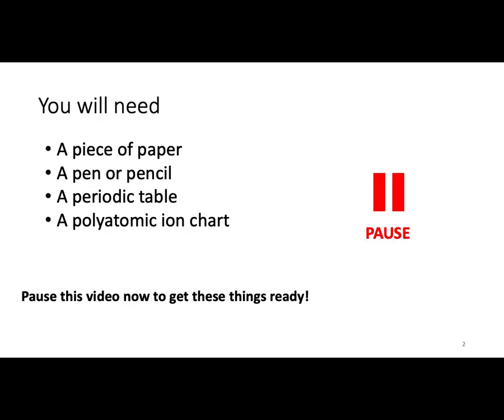So you are going to need for this lesson a piece of paper, a pen or a pencil, a periodic table, and also a polyatomic ion chart. These are on your class OneNote if you don't have a physical copy. They are also at the back of your workbook and textbook. So pause this video right now to get those things ready.